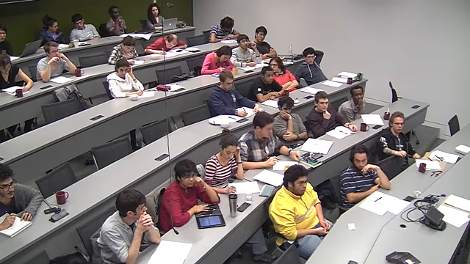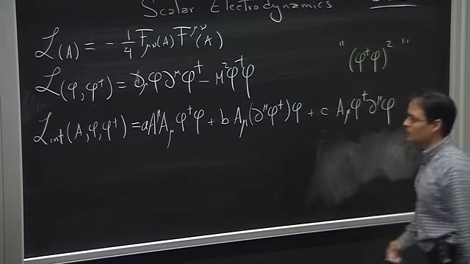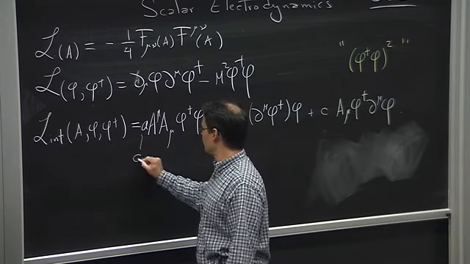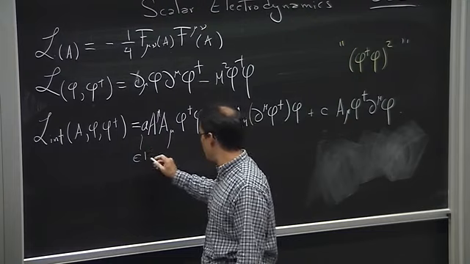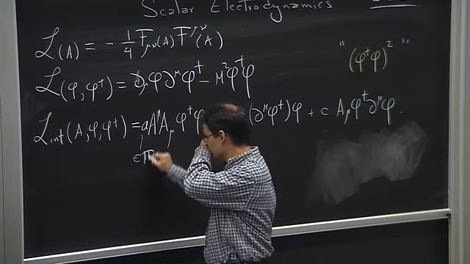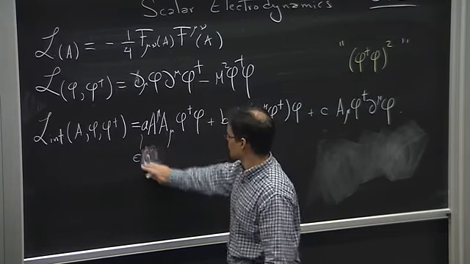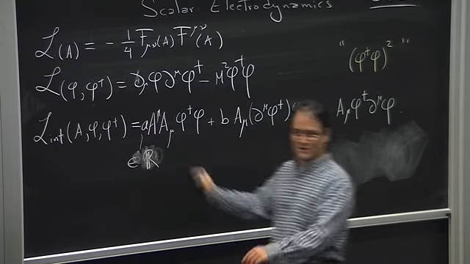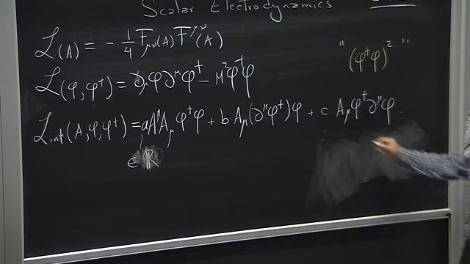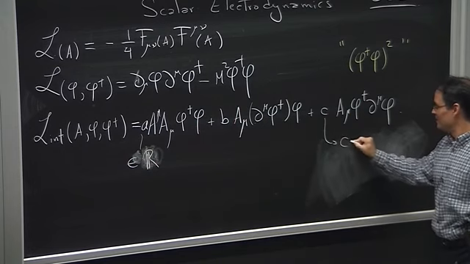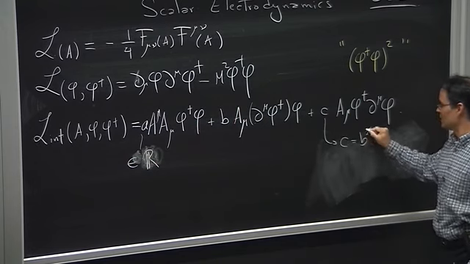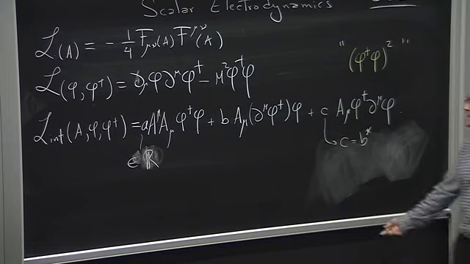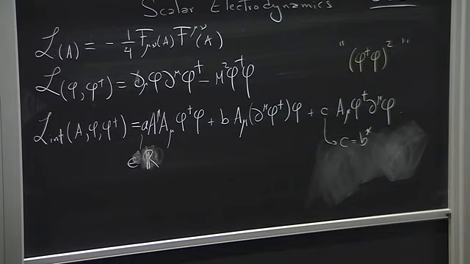Excellent. So the last one that I mentioned was that the Lagrangian has to be Hermitian. So this guy has to be real. I mean, this is not an epsilon, it means it belongs. And therefore, this C better be B star. Okay, excellent. So that's as far as we can go with the requirements I impose.